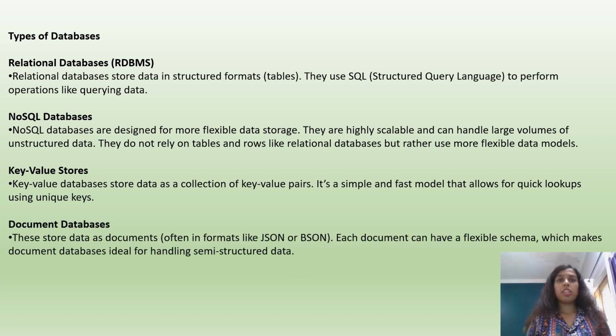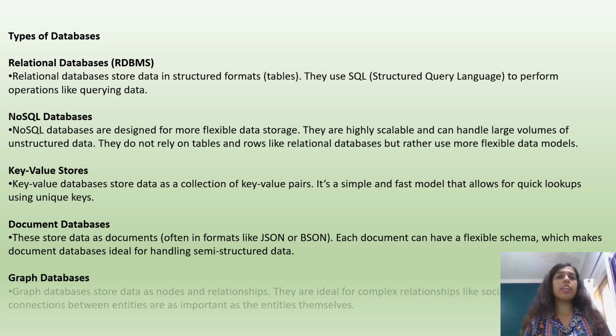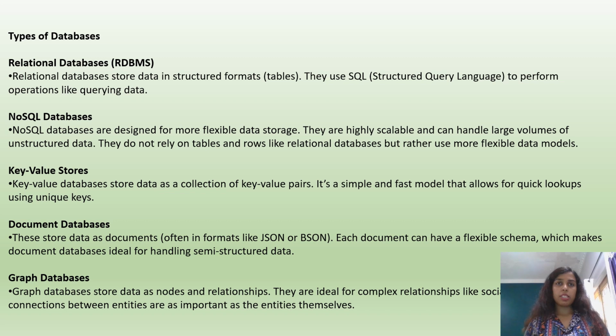Document databases. They store data as documents, often in formats like JSON. This is highly flexible because each document can have a unique structure, making it great for handling data that does not fit neatly into tables. Lastly, graph databases. These databases focus on the relationships between data points. They use nodes and edges to represent entities and their relationships. This type is ideal for applications like social networks where connections between people, posts, or activities matter as much as the data itself.